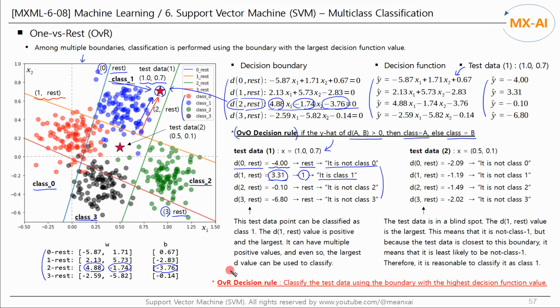Then we can finally create a simple decision rule for OvR as follows. Classify the test data using the boundary with the highest decision function value.